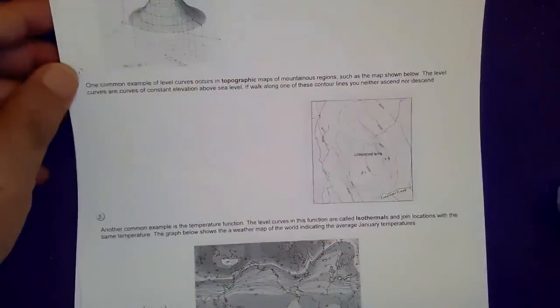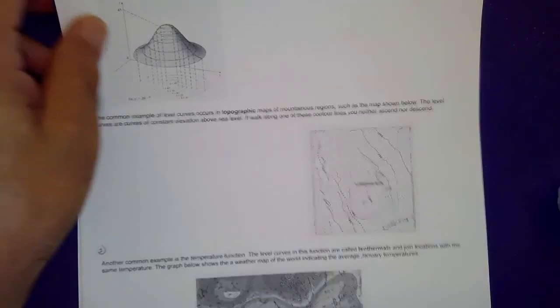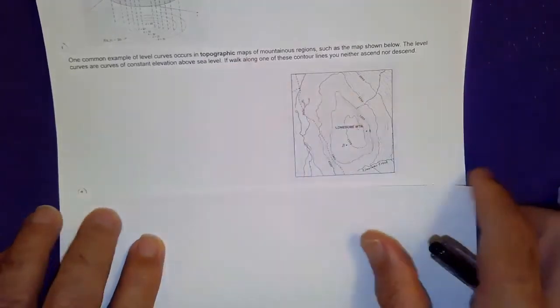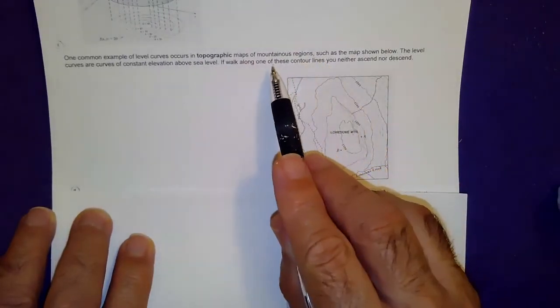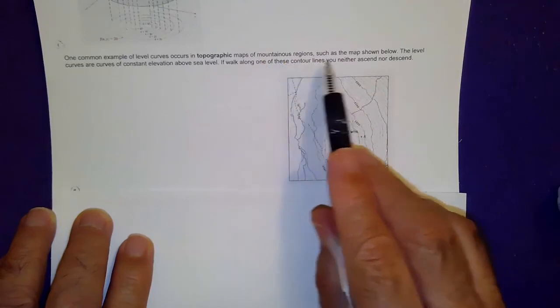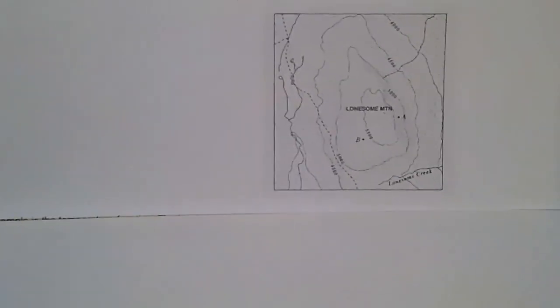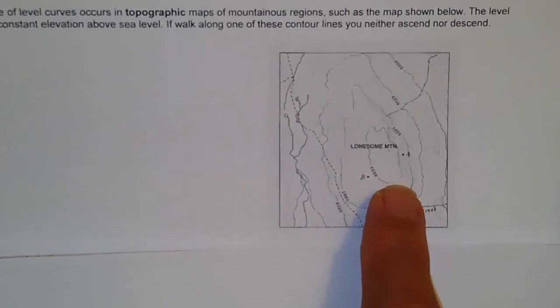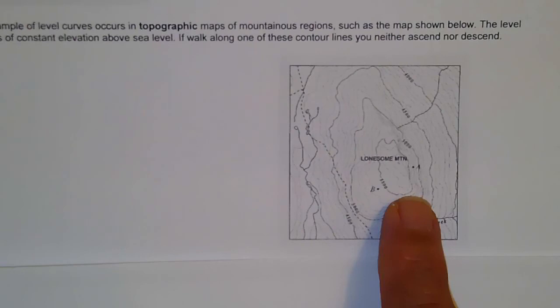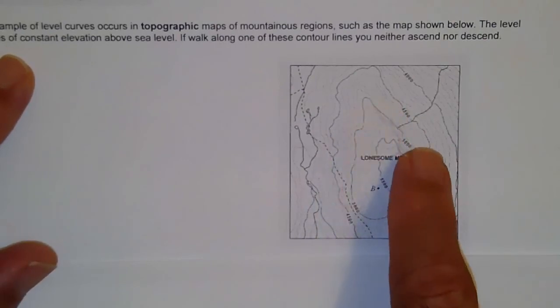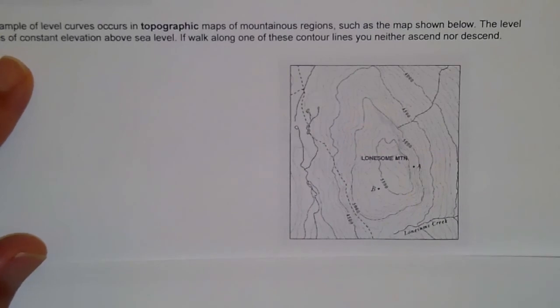So here are 3 examples which I came up with. One of them is a topographical map. Those are associated with the map of the mountains, such as the map shown below. Let me zoom in here so you can see how a topographic map looks. Basically, these level curves are curves of constant elevation above sea level. So any of these curves happens to be at a certain height from sea level.